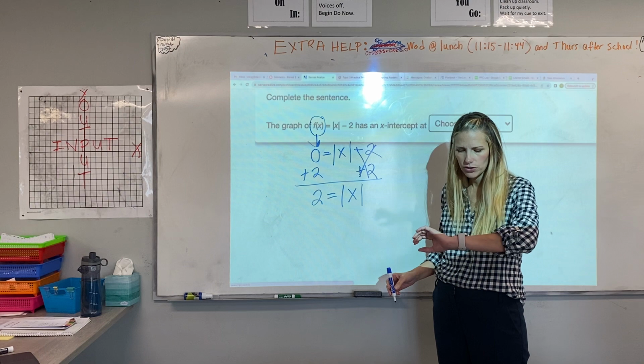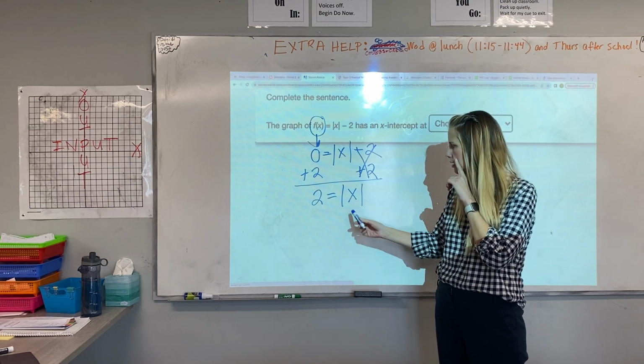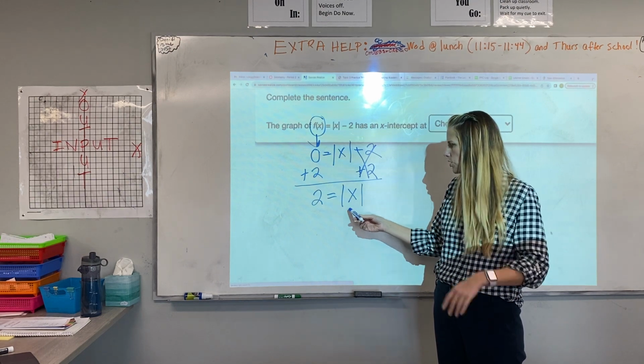Why are you guys backing up? I'll let you go in a second. I've got a minute, but the zipping makes everybody think it's time to go, and it's not.